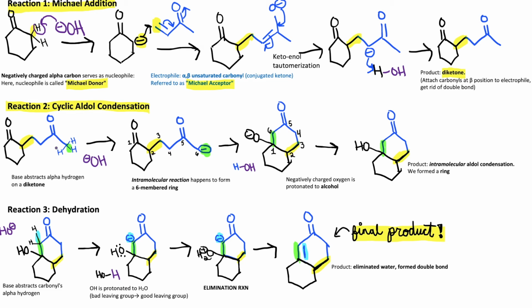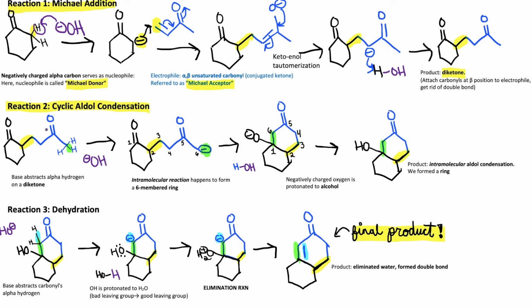Since cyclic aldol condensation involves a reaction between 2 carbonyls, I'm going to look to see if I can do an intramolecular reaction, which is basically when the molecule reacts with itself instead of swimming around in solution and trying to find another molecule to react with. If I can do an intramolecular reaction and form a stable product that way, that would actually be favorable so that the molecule doesn't have to go around and look for another carbonyl to react with.